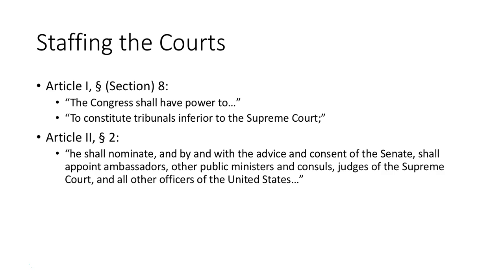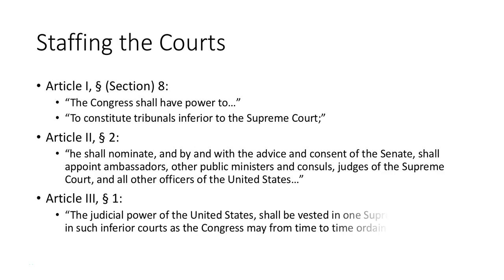The President, and again, Article 2 deals with the executive branch, so the President has the power, he shall nominate, and by and with the advice and counsel of the Senate, shall appoint ambassadors, other public ministers and consuls, judges of the Supreme Court, and all other officers of the United States. So members of the Supreme Court are appointed by the President with the advice and counsel of the Senate. That's the Senate confirmation process. And then all other officers of the United States would include any of the tribunals inferior to the Supreme Court, meaning lower level judges.